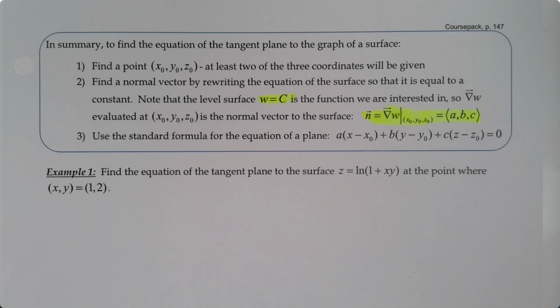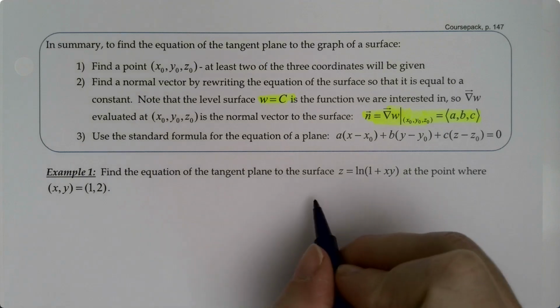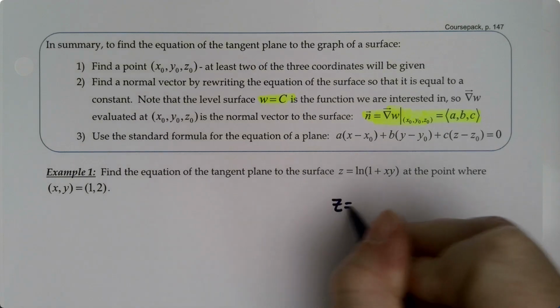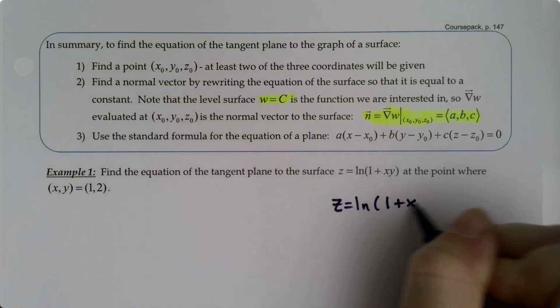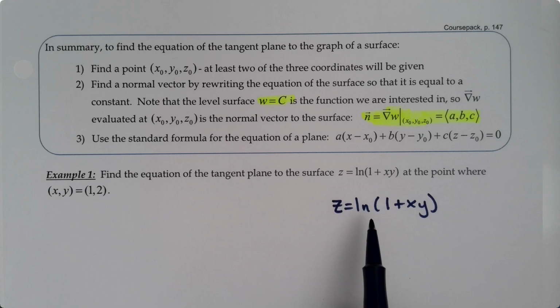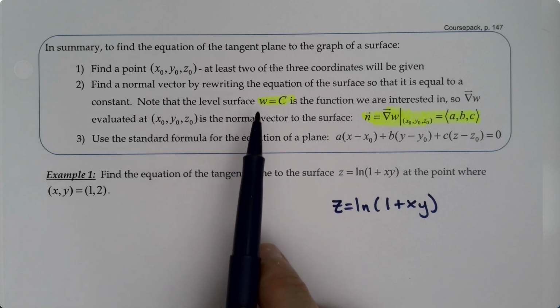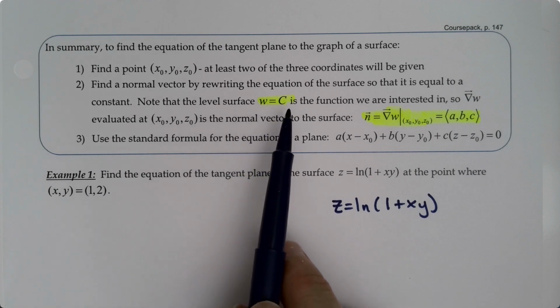Okay, so how does this work in practice? If you look at this particular function, z equals natural log of 1 plus xy. Now, this isn't going to work directly in our particular problem because it's not set equal to a constant, right? We need this level surface to be w equals c, w equals a constant.